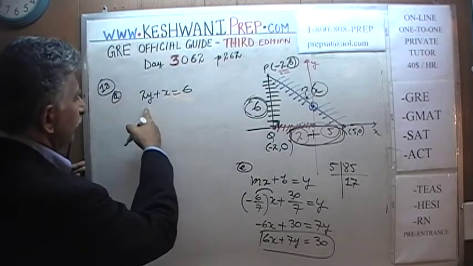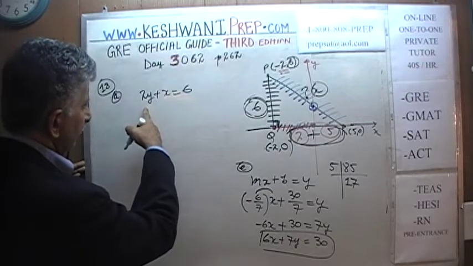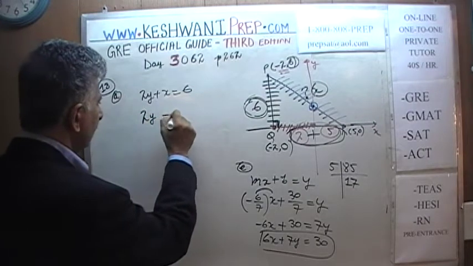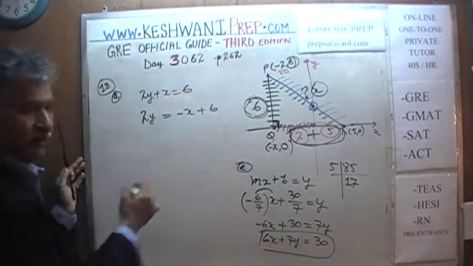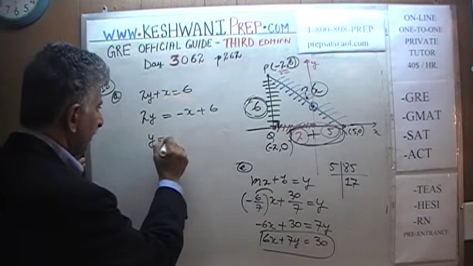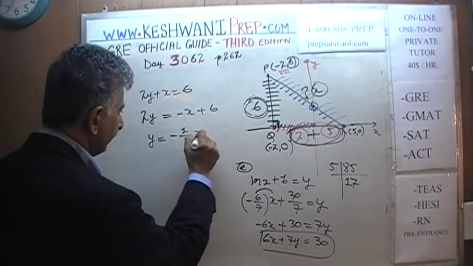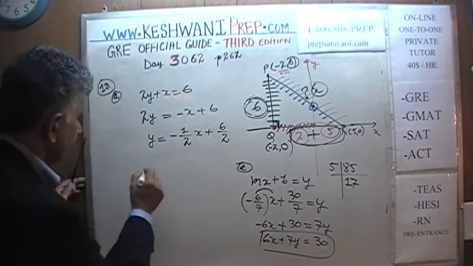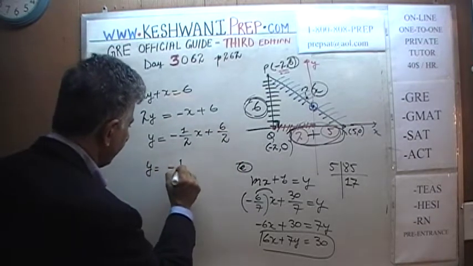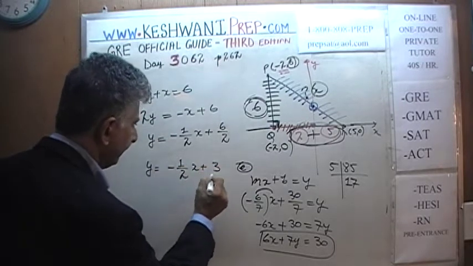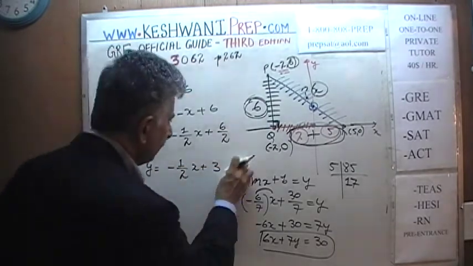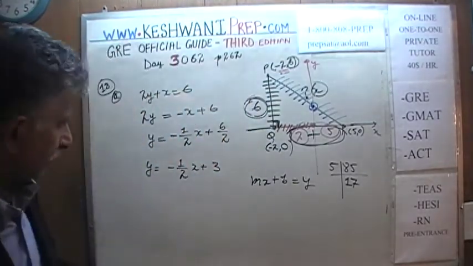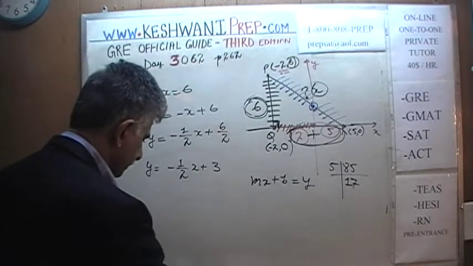So we have to write it in, let's bring the x to that side, so we can end up with 2y equals negative x plus 6. Divide the entire equation by 2. And you can end up with y equals negative 1/2 x plus 6/2, which is just 3. So y equals negative 1/2 x plus 3. And right here is the equation that we can use, the slope-intercept form.